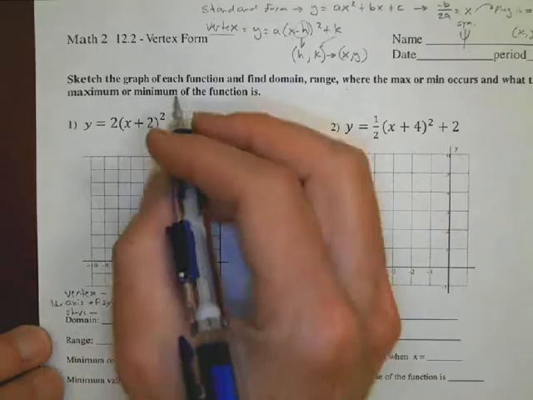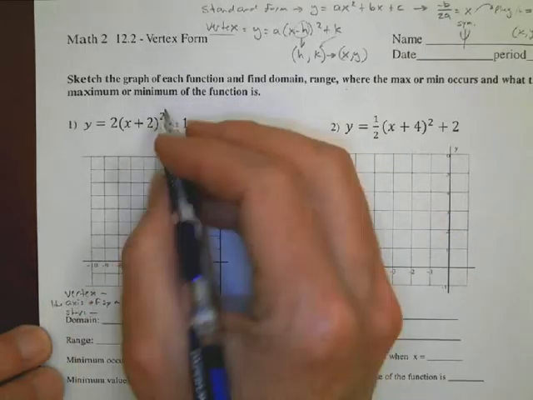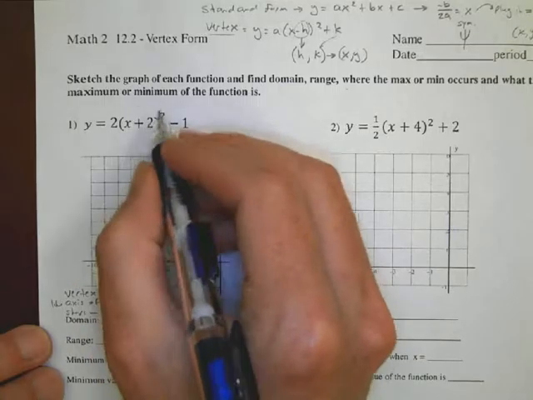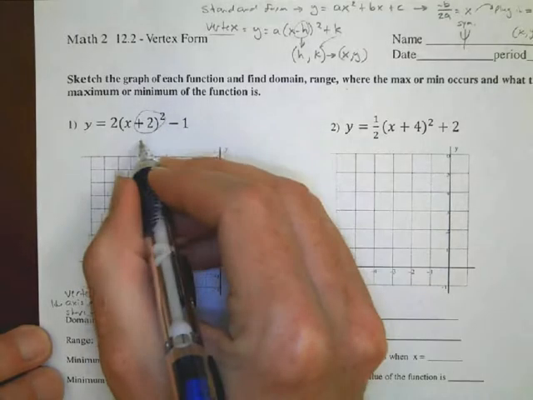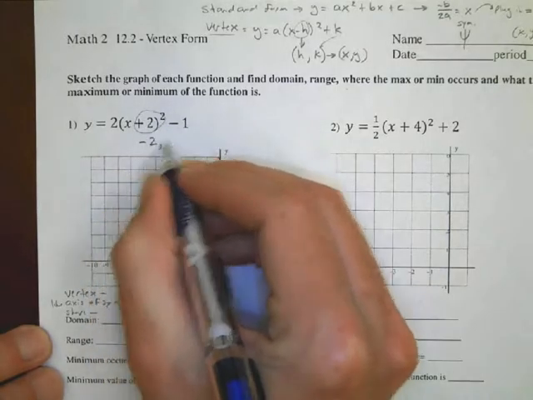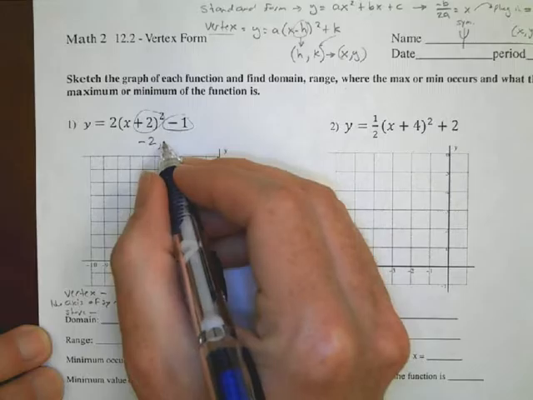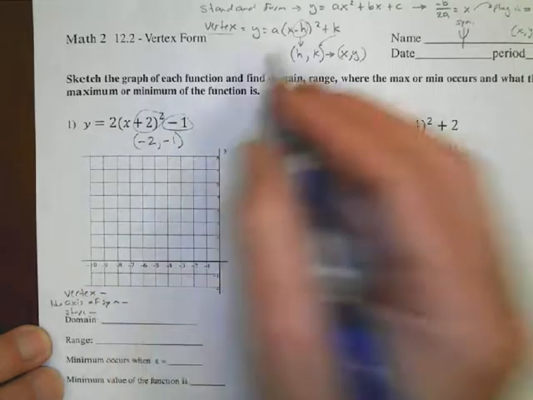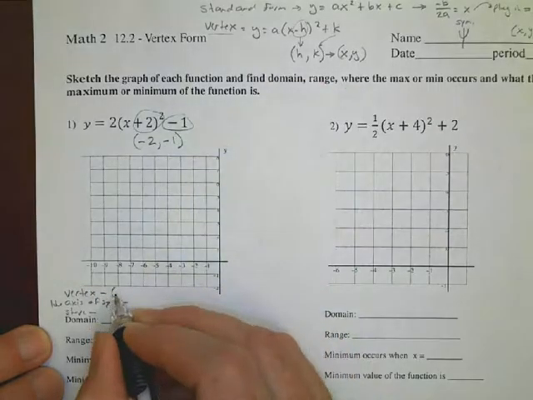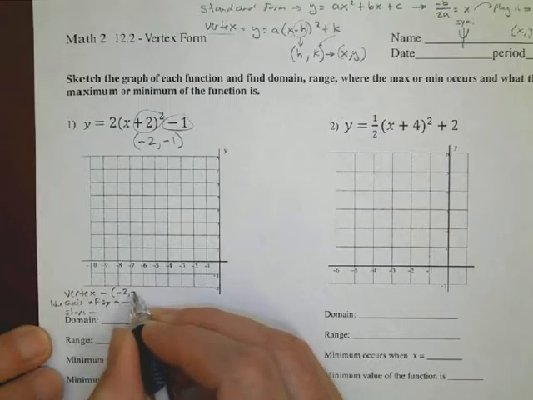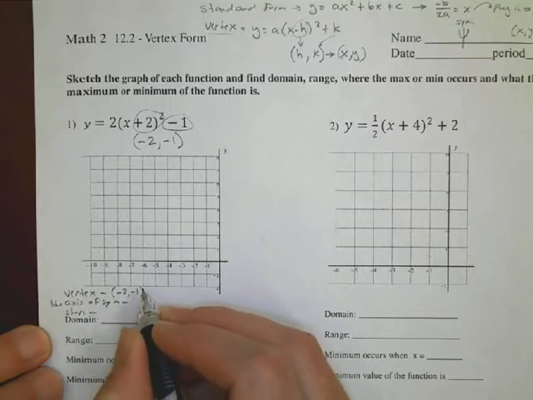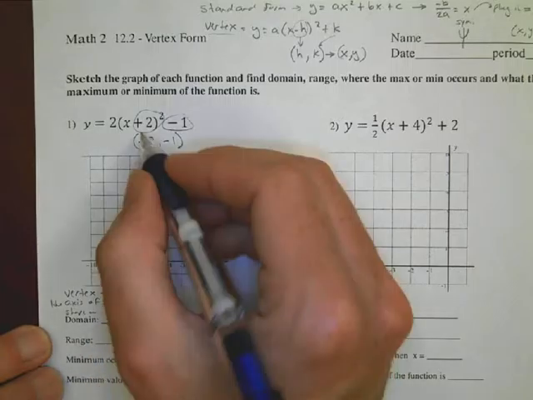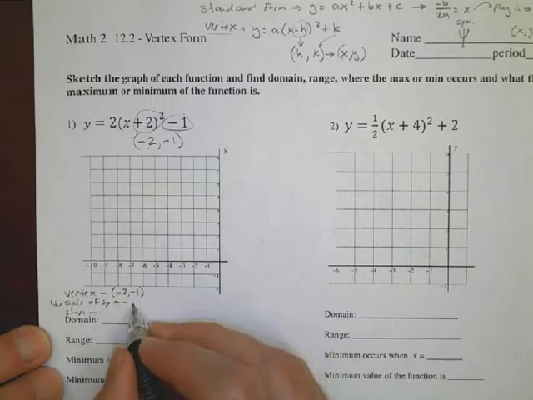So here we go. Let's look at this first one. Define the vertex. The vertex is going to be, again, this is my h value, so I take the opposite of that, which is negative 2, and I just take that k value, which is negative 1, and that's my vertex. So it's a lot simpler than the way we did it the first time. My vertex will be negative 2, comma, negative 1. The line of symmetry is going to be at that x value, which is negative 2. It's going to be when x equals negative 2.